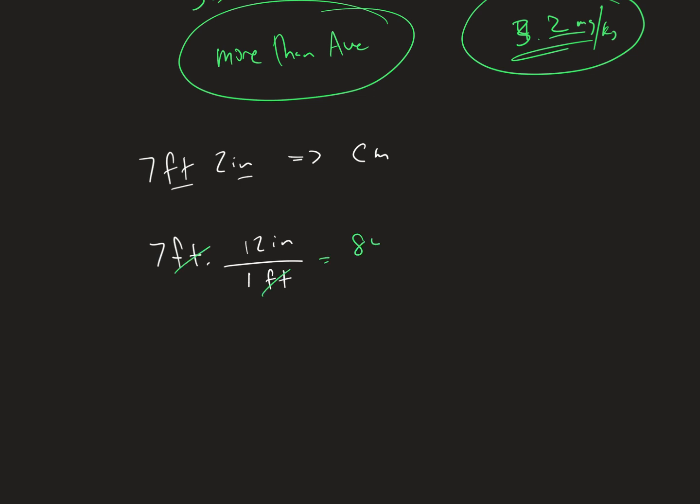And that gives me 84 inches, and 2 inches. So that means we have 86 inches. That's how long this is. You with me? 7 feet is 84 inches. What is that one? 2 inches? Well, we have 2 inches more than 7 feet. So we add those together and we get 86 inches. Are we good? Okay.